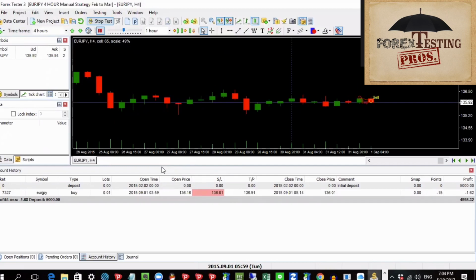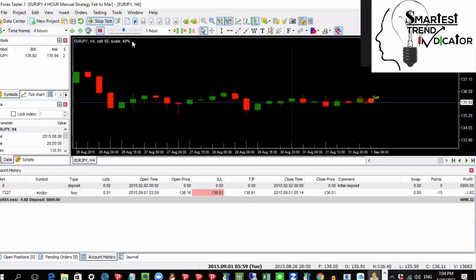I'll push this 2 more times, because every time I push F11, it goes 1 hour at a time. See, I have it set here to 1 hour, and it's a 4-hour time frame, so every time I push F11, it does 1 hour. So now I need to push 3, 4. Okay, now that's the 4th hour.